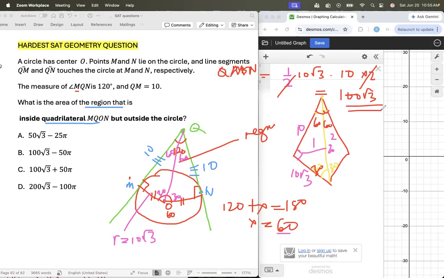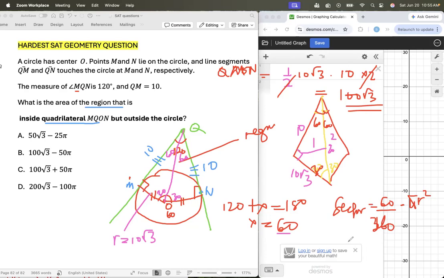That's how you see how everything is unraveled. You are not done yet. This is a circle, and so we've got to find the area of this sector. So the sector, as you know, is calculated by the central angle formed by that sector, which is 60 degrees, over 360, times pi r squared. But we know our radius is what? 10 square root of 3.